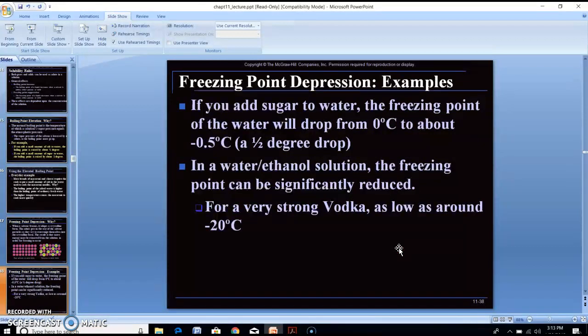Freezing point depression. If you add sugar to water, the freezing point of the water will drop from 0 to -5 degrees Celsius. In a water and ethanol solution, the freezing point can be significantly reduced, for very strong vodka, as low as -20 degrees Celsius.